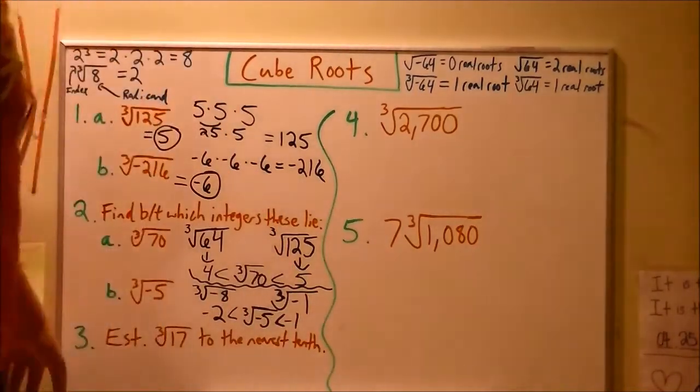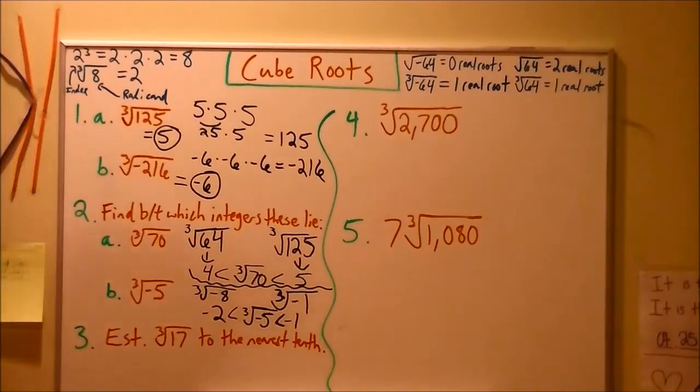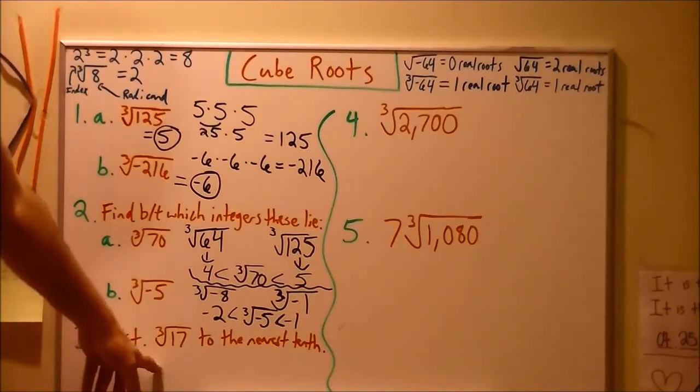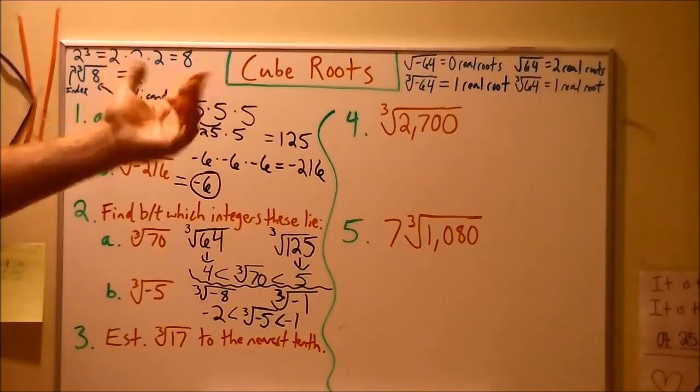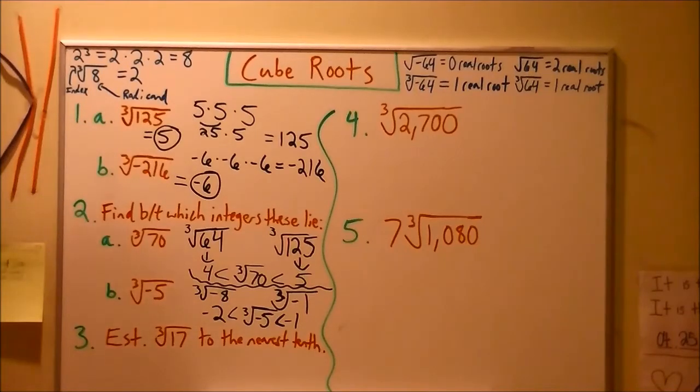Okay, now number 3, here's what I was trying to do on these and getting a little bit ahead of myself. We want to estimate the cube root of 17 to the nearest 10th. Now this is just like our estimation of the square roots, except again it's a number times itself, instead of just a number times itself once. So what we're going to do is try to find some perfect cube roots, one on the left side and one on the right side of that.